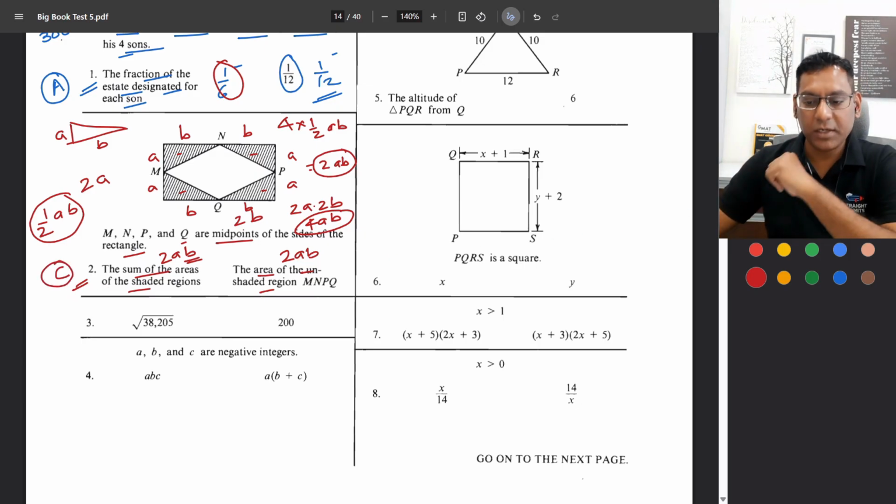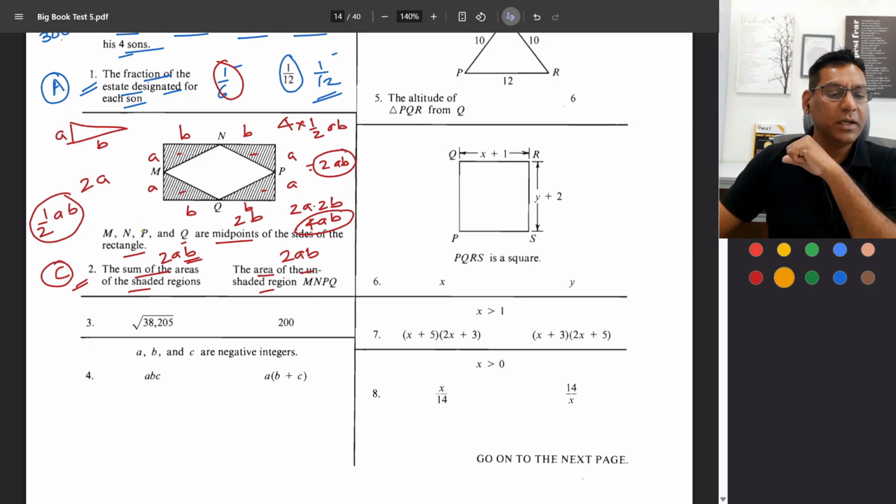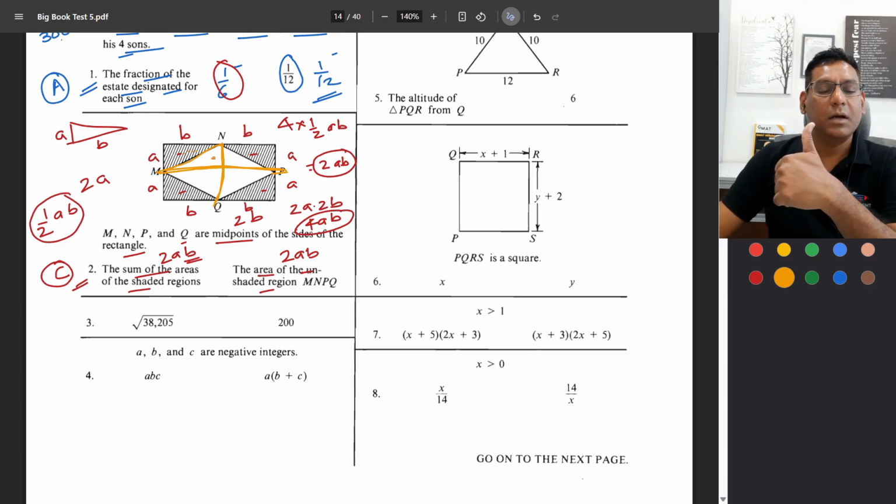Okay, you could have also done it intuitively because these are all midpoints, right? Just look at it this way. These are all midpoints. So if I look at this area, these lines are dividing the whole rectangle into 4 equal areas. Within each of those areas, this line is also dividing each area into one shaded region and one unshaded region.